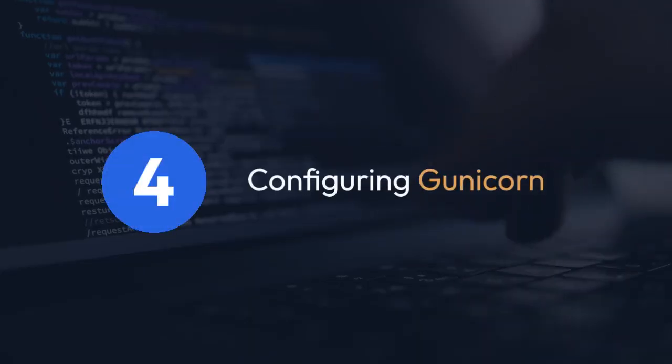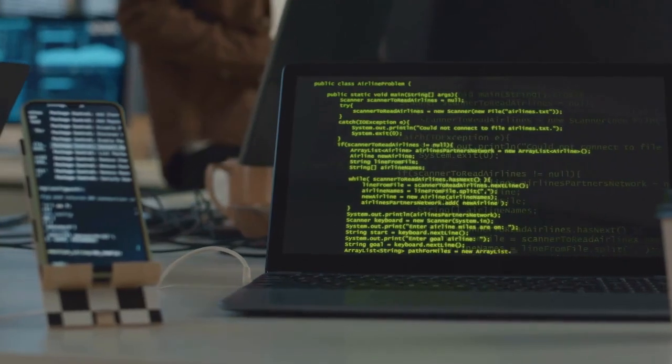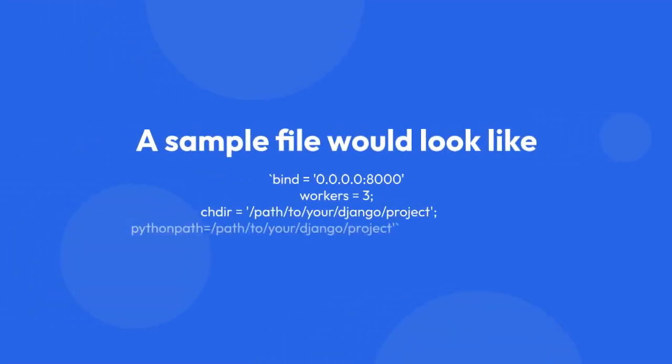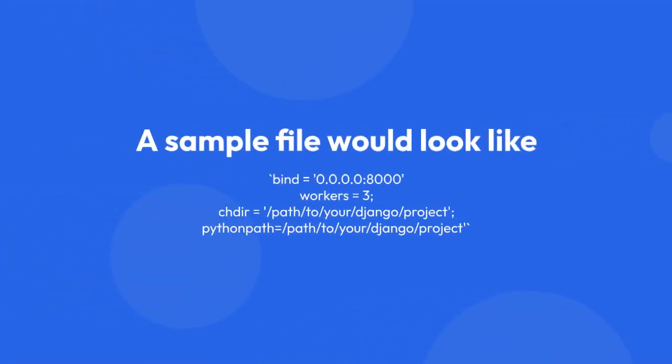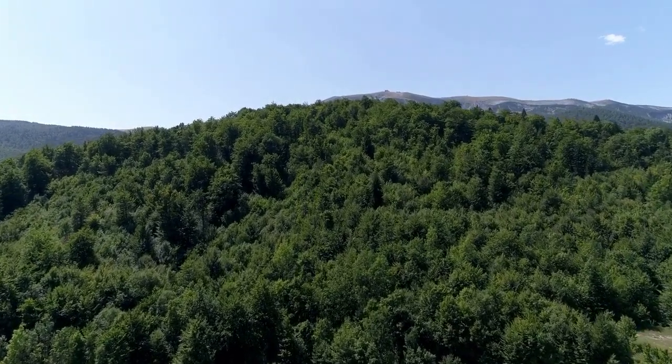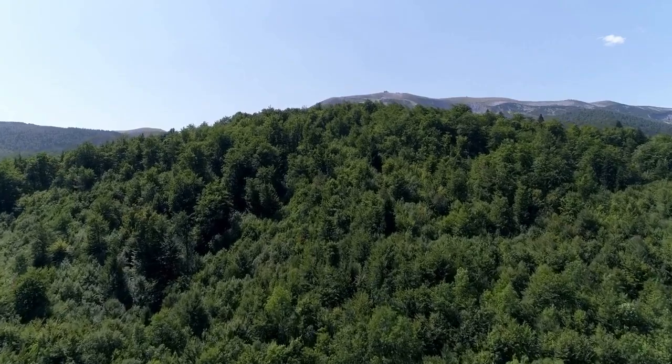4. Configuring Gunicorn. Create a simple configuration file, for example, gunicorn.conf.py, specifying your Django project path and the number of worker processes. Start with 2 or 3. A sample file would look something like bind equals 0.0.0.0:8000, workers equals 3, chdir equals the path to your Django project, and the Python path to your Django project. You'll have to replace /path/to/your/django/project with your actual project directory.